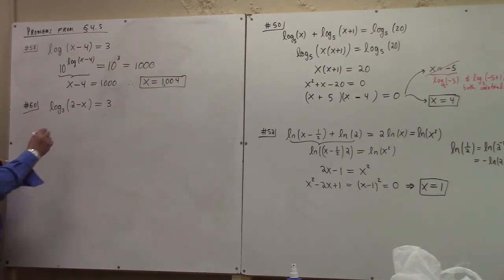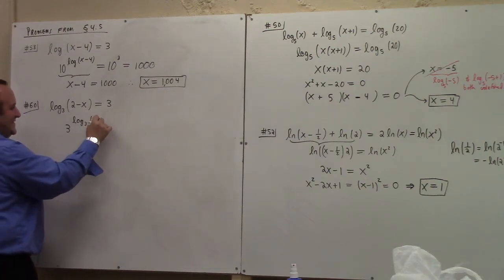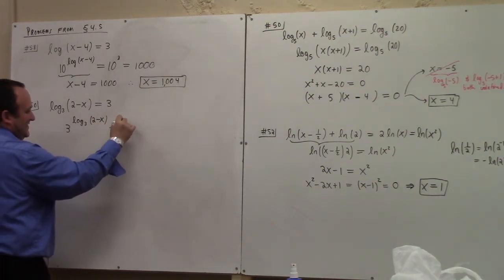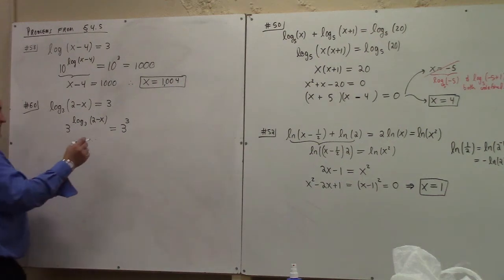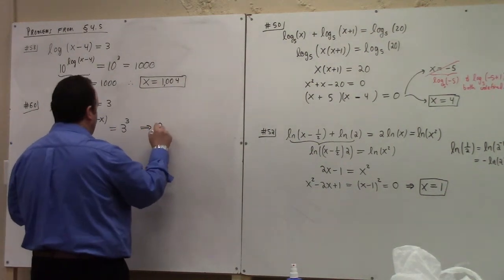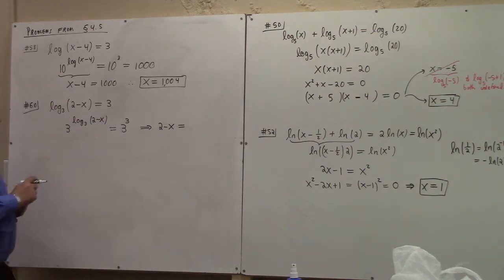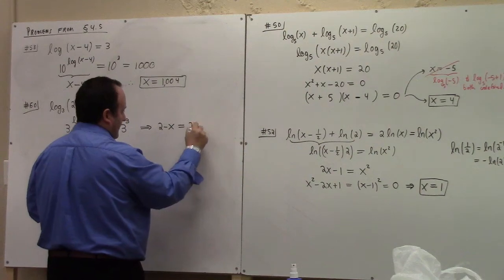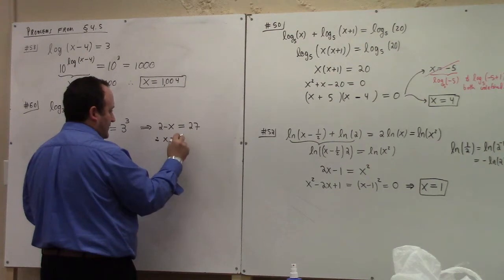Anyway, 3 to the log base 3 of 2 minus x. You're thinking that? 3 to the 3. Which is kind of funny looking, but there it is. And of course, 3 to the log base 3, those are inverse functions, so they cancel out, right? And this gives us 2 minus x equals 3 to the 3, which is what? 27. So therefore, x is equal to minus 25.